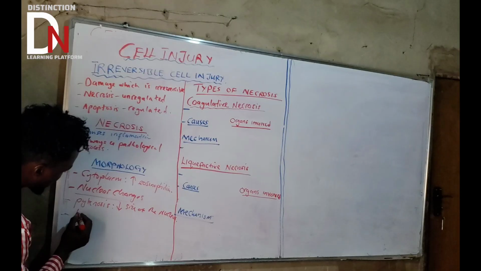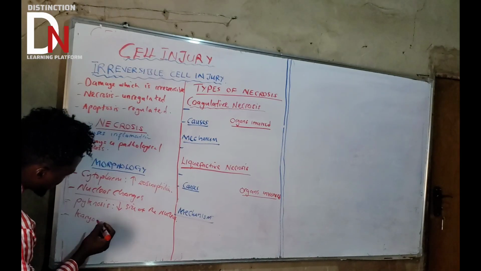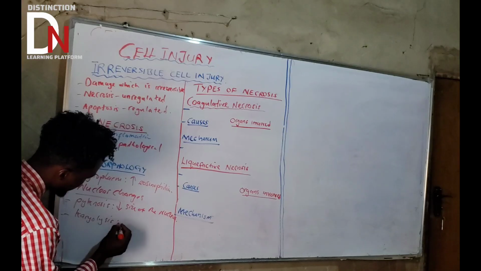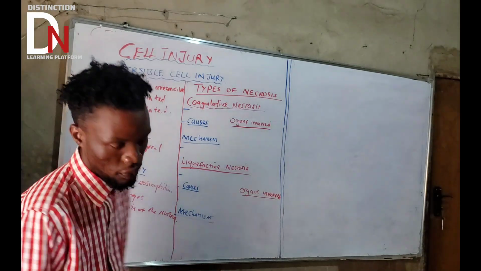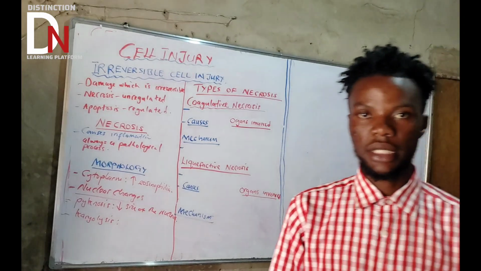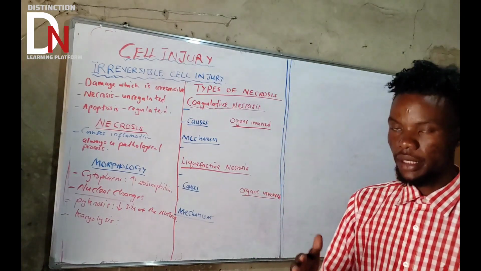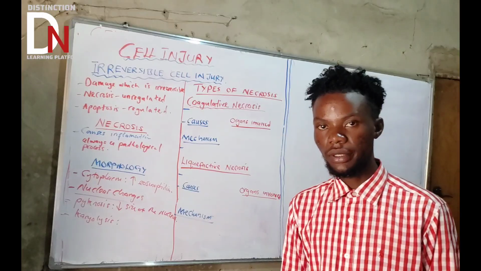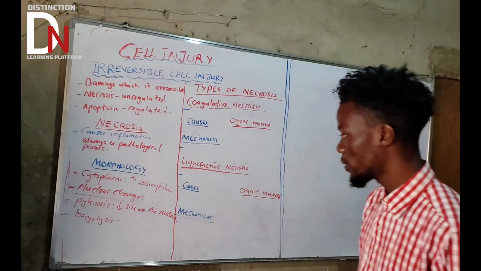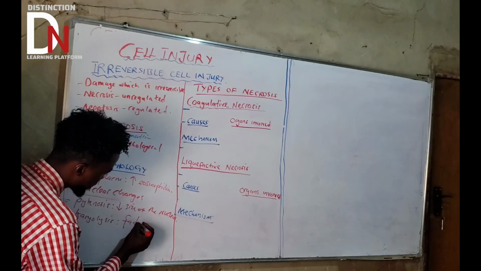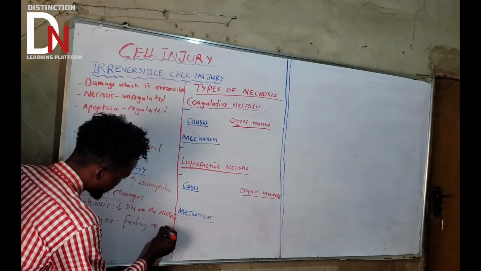Okay, let's talk about karyolysis. Karyolysis is where the nucleus starts fading. The nucleus is fading, meaning that it is disintegrating. So what is karyolysis? That's the fading of the nucleus.